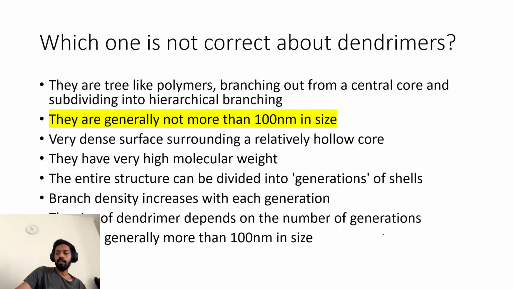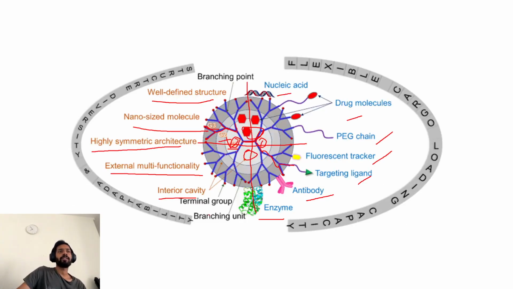And the reason they're generally more than 100 nanometers in size is because you would want to exploit several features of the dendrimer, right? So you would want to have the external multifunctionality. So you would want to tag several things. You might want to include a very big enzyme, antibody, nucleic acid, whatever. So you'd want multiple access sites and a lot of free space on the periphery. So you want it to have a lot of surface area. And even if you want to have just the drug, you would ideally want to have a lot of drug. So you would want to have a lot of surface area. So generally they are larger than 100 nanometers.